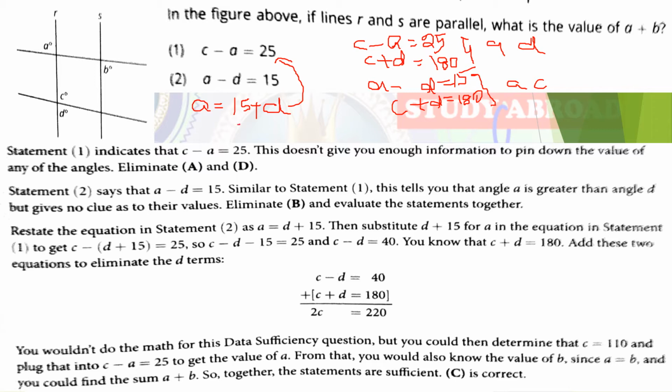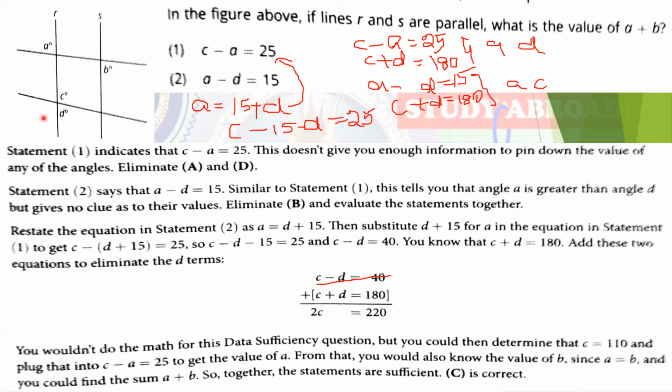Then what happens? C minus 15 minus D is equal to 25. So from this relation you will get C minus D is equal to 40. That relationship you will get. Then one more relationship you already know, C plus D is equal to 180 degrees. So from that you can determine the answer.